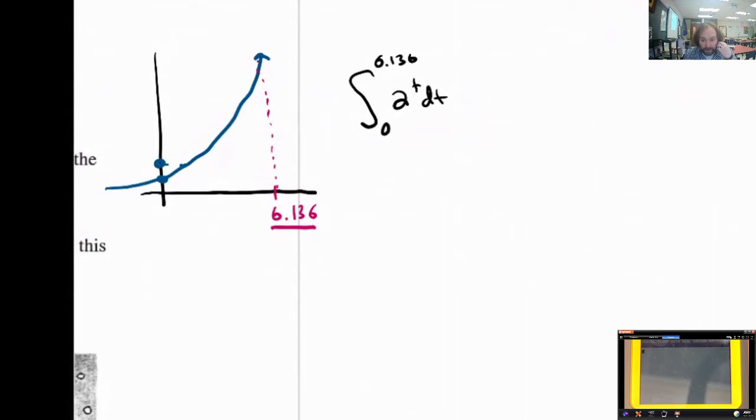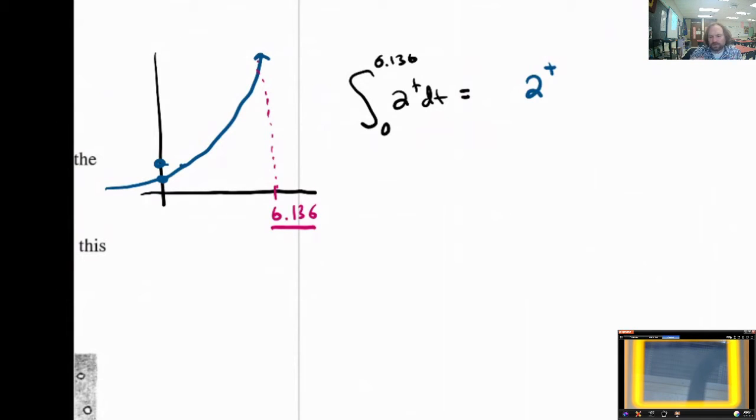Now you could do this with areas, but that's actually really hard to do, so we're not going to. We're going to use antiderivatives. So we got to think of the antiderivative of 2^t. Well, 2^t is in its own derivative, so we at least know that our antiderivative will also involve 2^t.